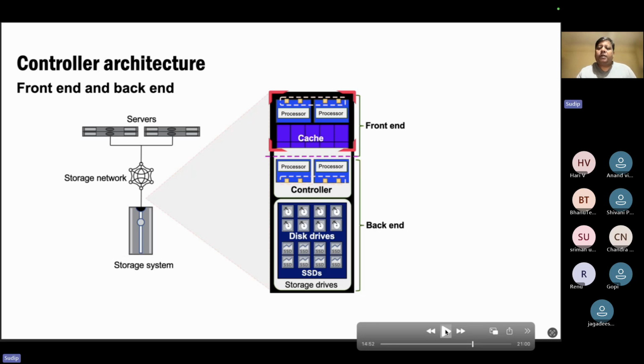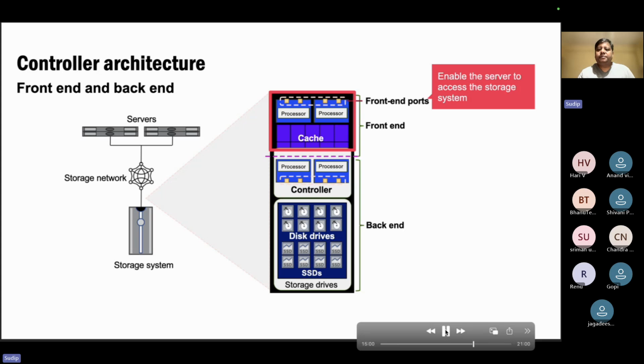Now, what are the subcomponents within the front end of a storage system? The subcomponents are: it will have front end ports, it will have processors, and it will have memory. These are the components of the front end. So what is the purpose of the front end ports?